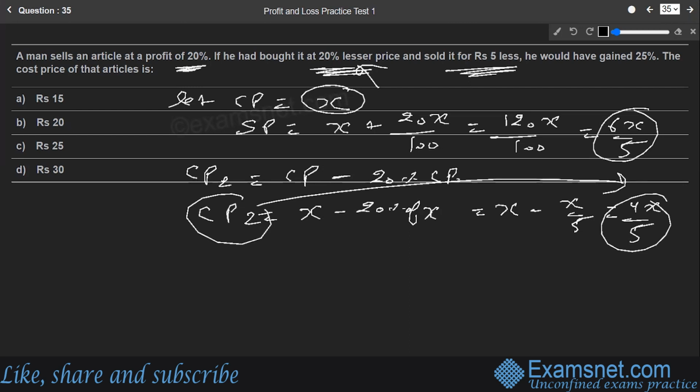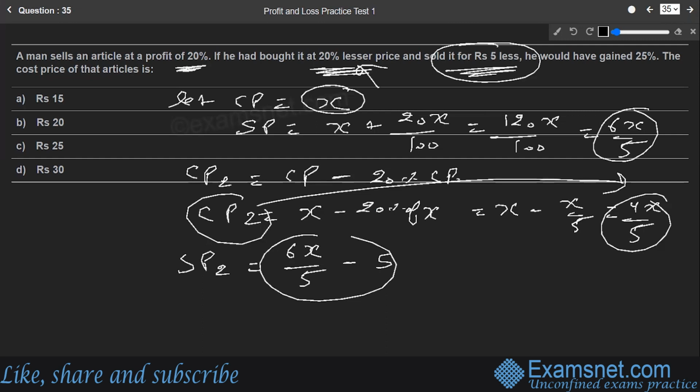What is the new selling price? And sold it for rupees 5 less. So the new selling price is 5 less than the old selling price. Old selling price was 6X by 5, minus 5. Now we are supposed to find out the gain percent with the selling price and the cost price. Gain percent formula is simply selling price minus cost price, divided by cost price, into 100%.